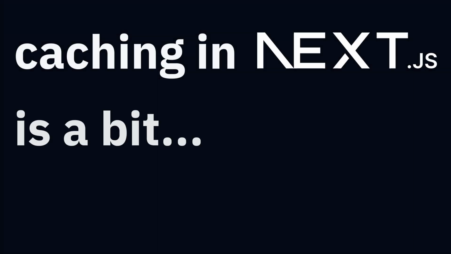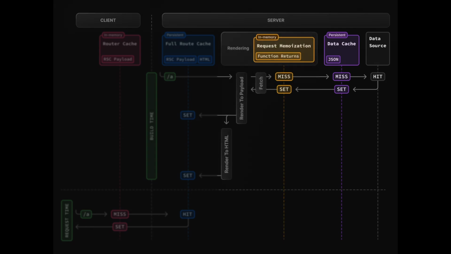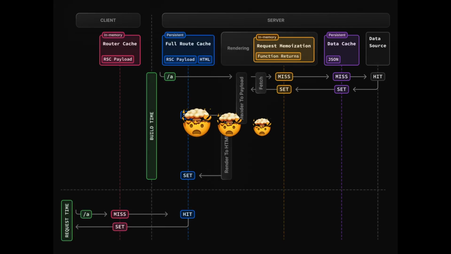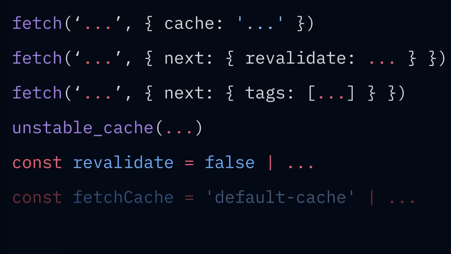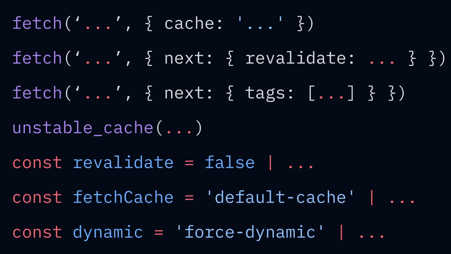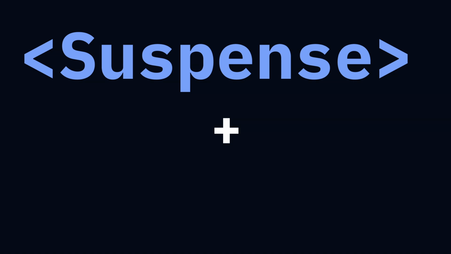Caching in Next.js is a bit convoluted. A lot of caching layers, each of them configured in a different way, and it's confusing what's cached by default. Soon we'll be able to forget about all this, as all these will be deprecated and replaced with a new caching mode called dynamic I/O, built on just two concepts: suspense and use cache.